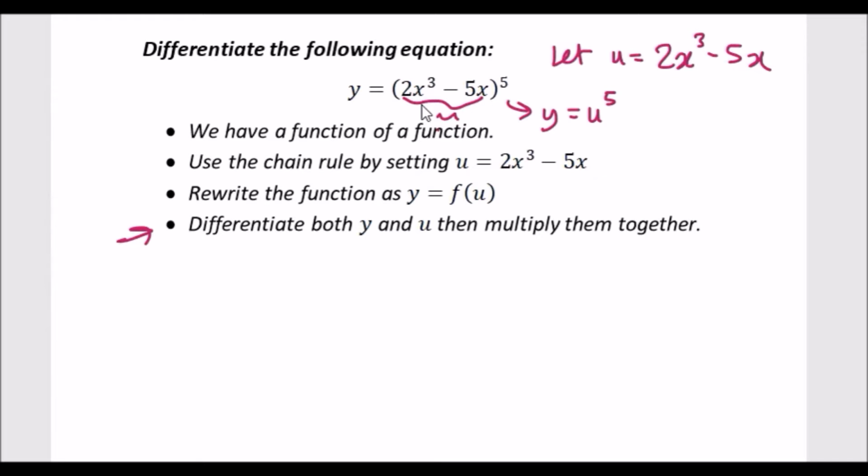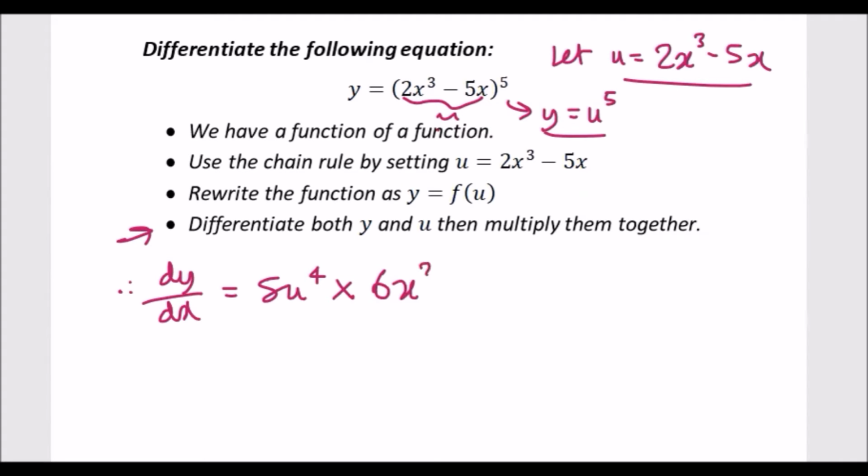It's that easy. So then we can say finally that dy/dx of our final solution is going to be the derivative of this function. So this would be 5u to the power of 4 times, and then we differentiated the u equation up here. So we differentiate u, 2x cubed minus 5x. This becomes 6x to the power of 2, so using the power rule, minus 5. And now we just attach them all together.